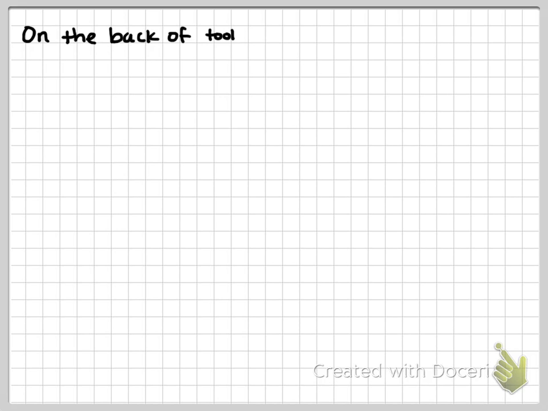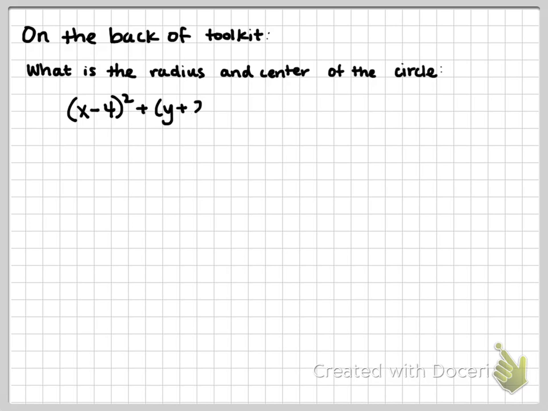So on the back of your toolkit, go ahead and answer this question. I want you to answer, what is the radius and center of the circle x minus 4 squared plus y plus 2 squared equals 100? Keeping in mind what we just talked about with the radius, and look at your general form of your equation to find your vertex. It's not going to be intuitive which way left and right and up and down that it moves. So make sure you're paying close attention to what your general form looks like and what that h and k would have to be. And we'll talk about that first thing in class on Friday.